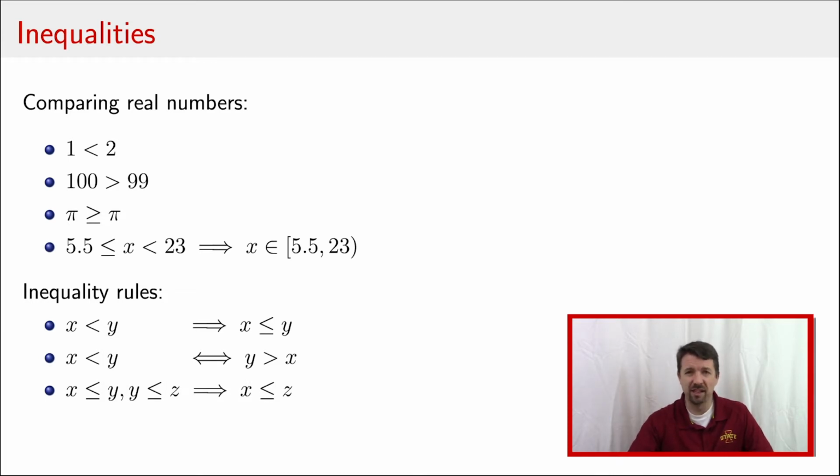Sometimes we can draw relationships from multiple inequalities. If x is less than or equal to y is less than or equal to z, that implies that x is less than or equal to z. If we have the same kind of relationship, but without one of the equalities, say x is less than y is less than or equal to z, that implies that x is less than z.